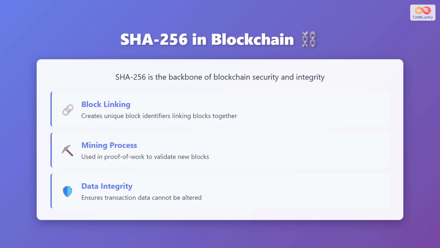SHA-256 serves three critical functions in blockchain technology. First, it creates unique block identifiers by hashing the entire block content, linking blocks together in a chain. Second, it powers the mining process in proof-of-work blockchains, where miners must find a hash that meets specific difficulty requirements. Third, it ensures data integrity by making any modification to transaction data immediately detectable. Without SHA-256, blockchain would lose its fundamental security properties, making it vulnerable to tampering and fraud.